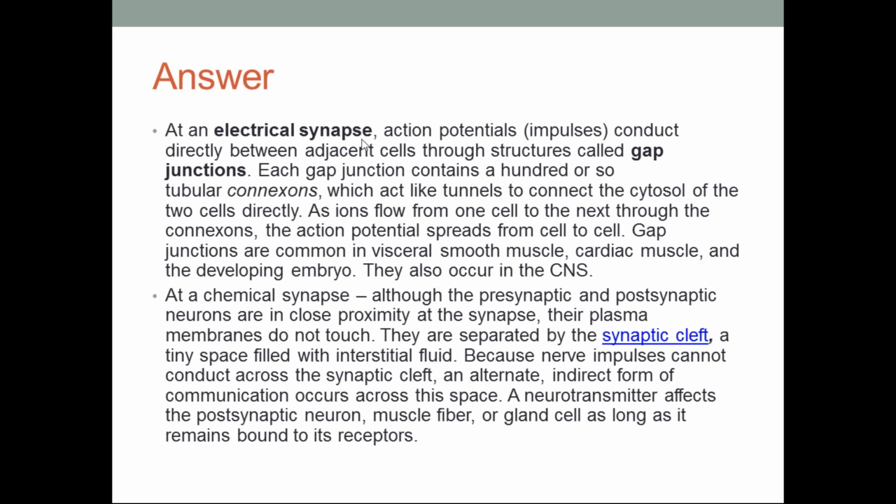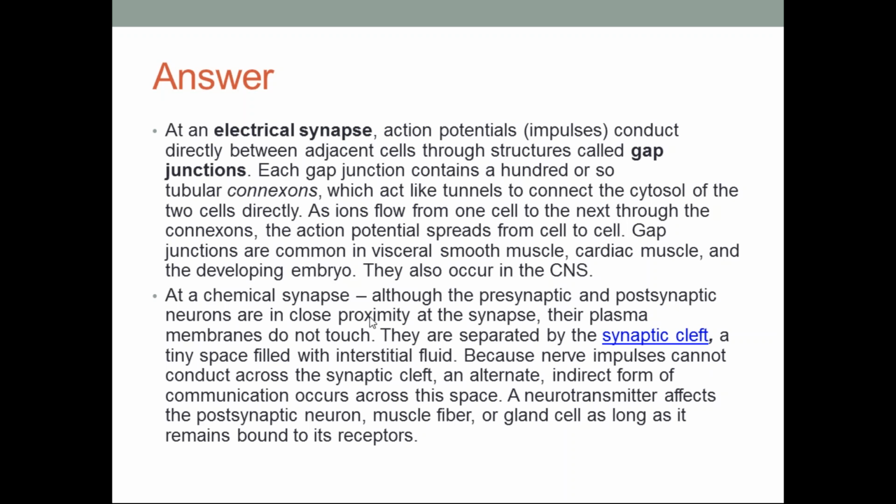So at an electrical synapse, the action potentials actually go through gap junctions. Remember gap junctions in the heart? A gap junction contains 100 or so tubular connexons, which act like tunnels to connect the cytosol of the 2 cells directly. As ions flow from one cell to the next through the connexons, the action potential spreads from cell to cell. Gap junctions are common in visceral smooth muscle, cardiac muscle, as we learned about, and the developing embryo. They also occur in your central nervous system. We don't spend a ton of time on those, but we did learn about them in the heart, right?